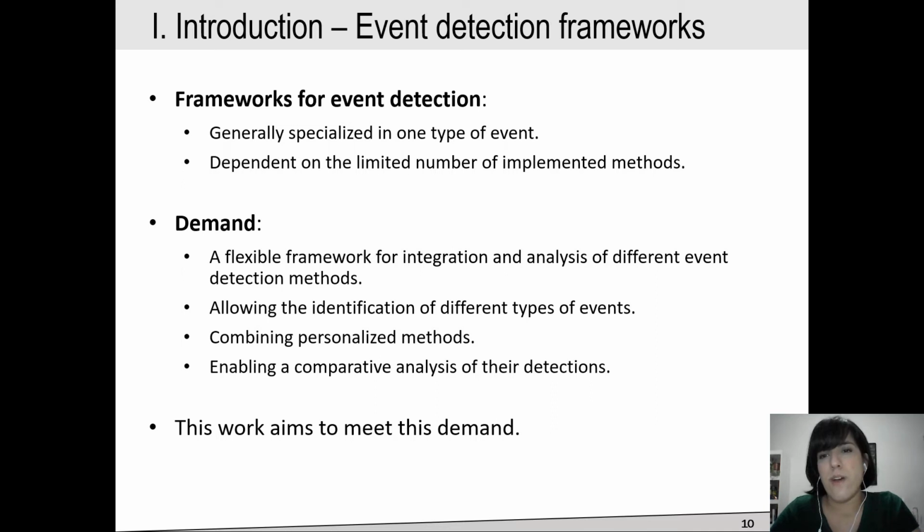To address this issue, the literature actually presents a number of frameworks that allow the application of different detection methods. Unfortunately, though, they generally specialize in detecting events of a specific semantic. There are a number of frameworks, particularly, that are specialized in anomaly detection, for example. Such specialized frameworks may miss or misinterpret events of different types contained in the data. Moreover, they are commonly highly dependent on the limited number of detection methods that they implement.